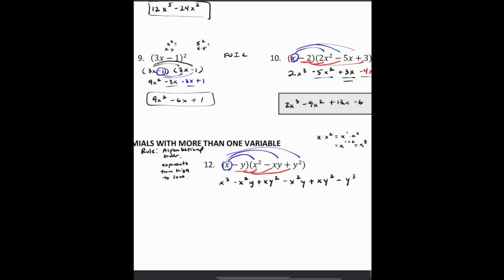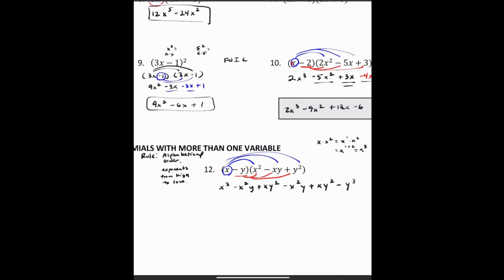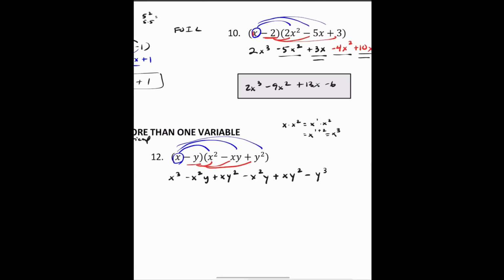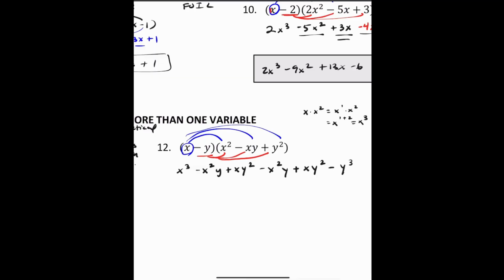Alright? So don't forget about the rule here. In alphabetical order, exponents from high to low. x is first. We have x to the third power. That's the highest exponent, so I'll write x to the third. I can't combine that with anything else because there's no other term with the same variable raised to the same power. Okay, so it's x to the third power.